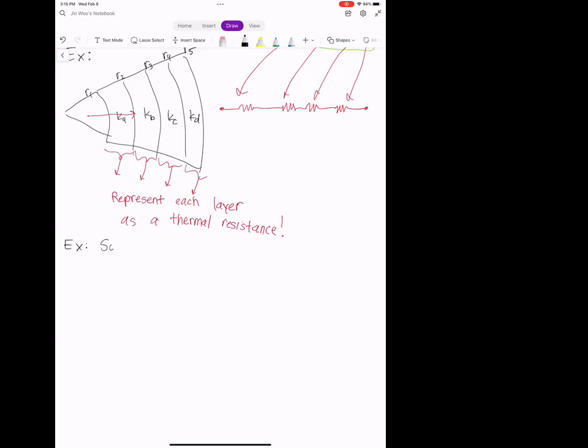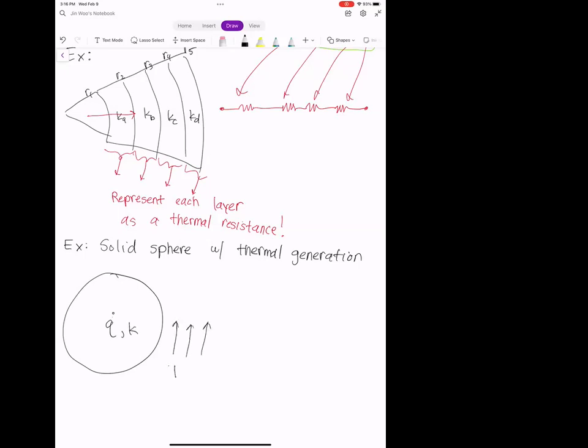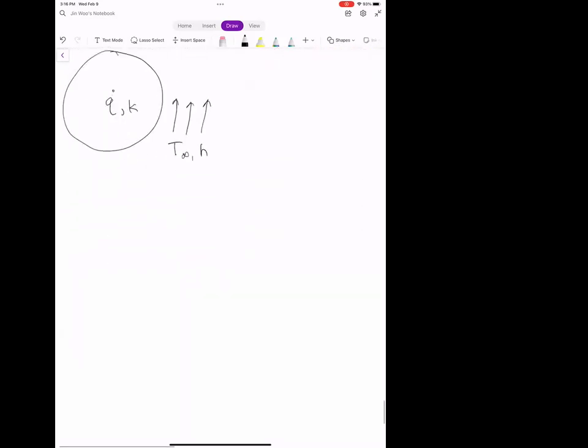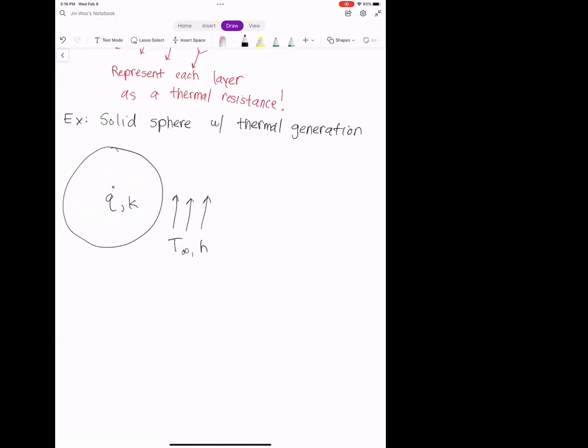And so this example is one where I'm asking you to solve for the temperature distribution in a solid sphere with thermal generation. And so we have a sphere here. It's solid, so there's no inner radius, only one outer radius. There's going to be thermal generation, and there's going to be convection cooling as well. And so this is a heat equation type problem, and here you're going to solve the heat equation for the temperature distribution in the sphere.